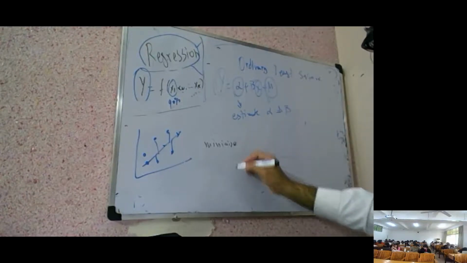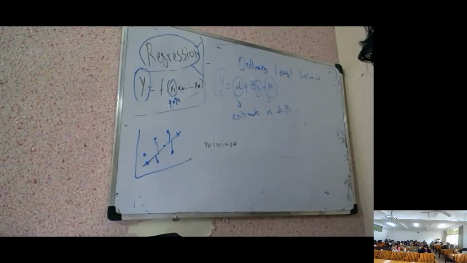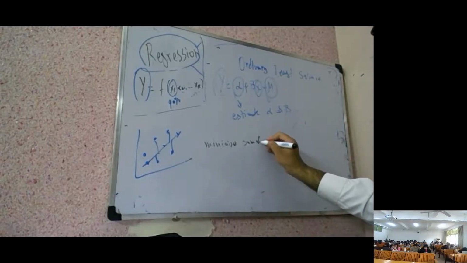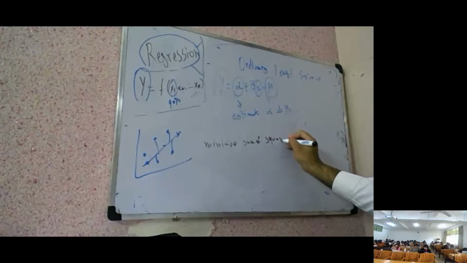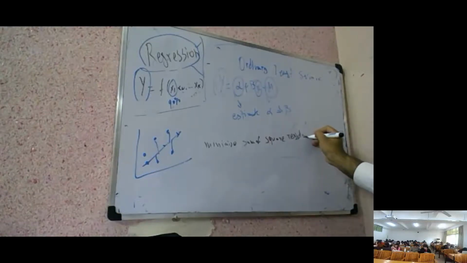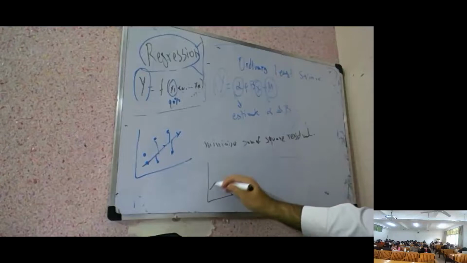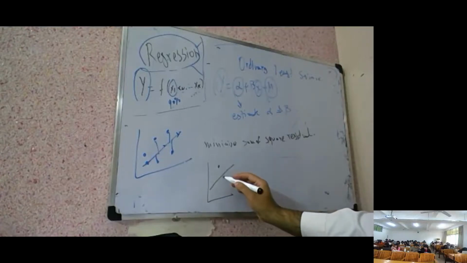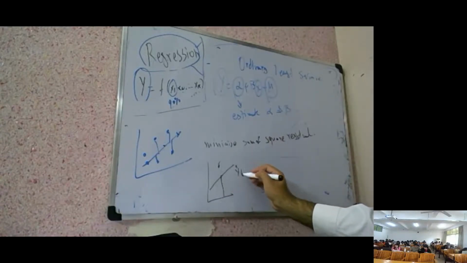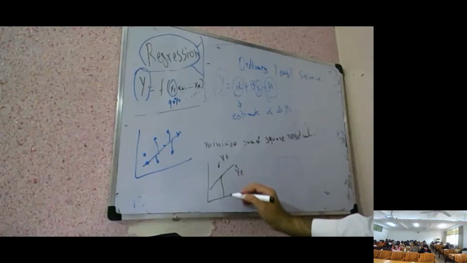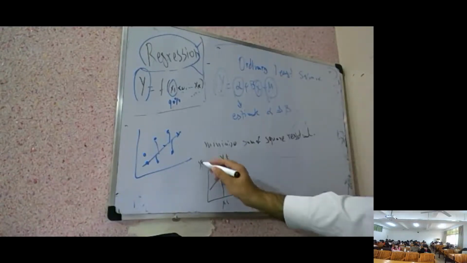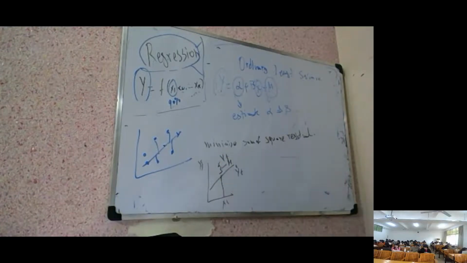We minimize the sum of square residual. What exactly is this? Let's take one point here. So this is our line. Let's take one point. This is the actual point. This is the estimated point. So it is y hat t, and this point is yt. This is xt, and this is y. So this is the disturbance mu.